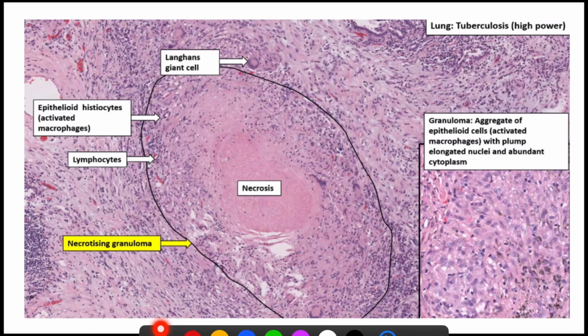So here the complete granuloma is composed of central necrosis, a rim of epithelioid histiocytes. These are lymphocytes and Langhans type of giant cells. So here this is the section of tuberculosis in the lung.